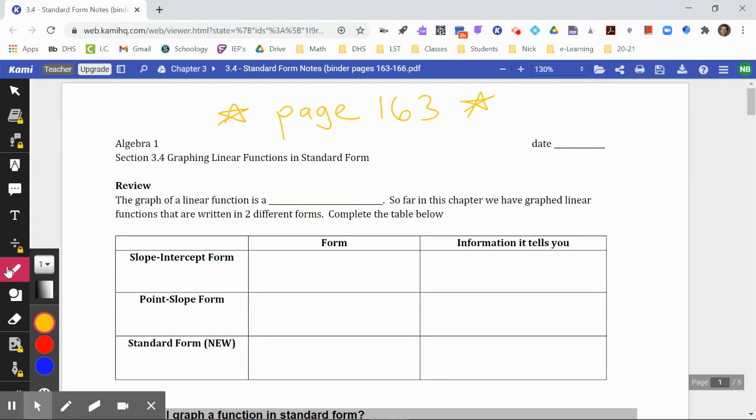Today we're going to be taking notes on page 163 in our binders, and we're going to be talking about graphing lines, or graphing linear functions, in standard form. So we're going to start here at the top. The graph of a linear function is a line.